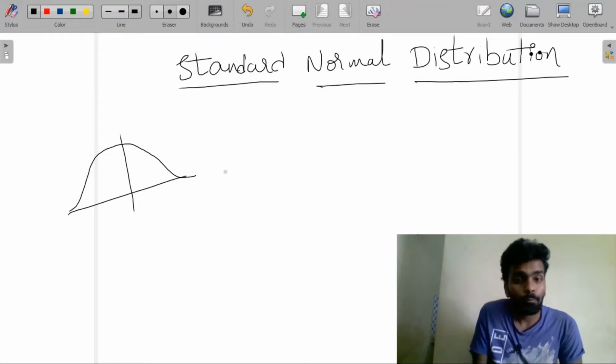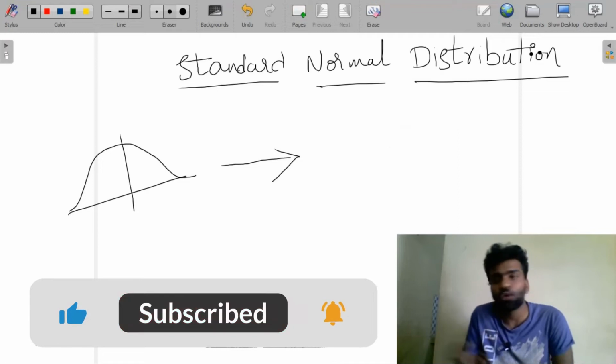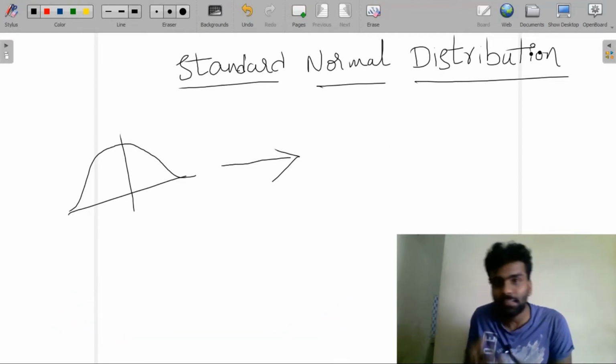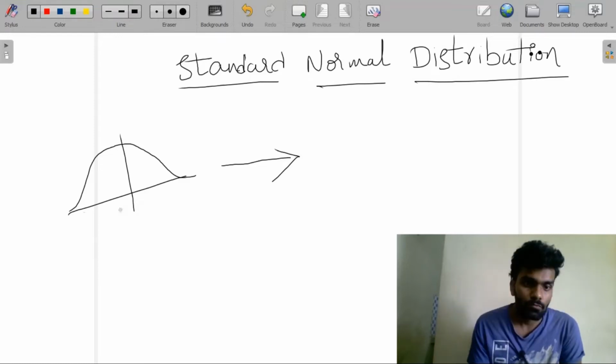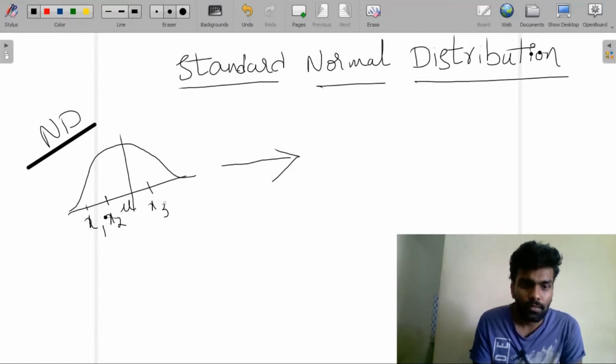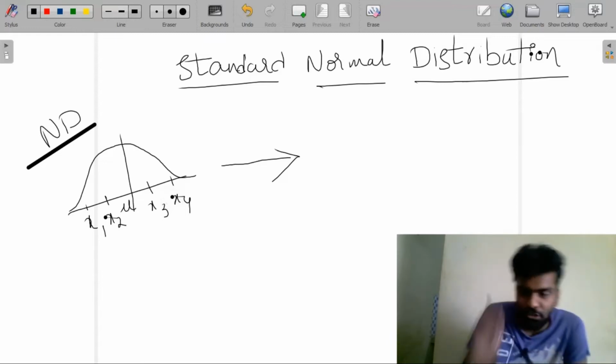Now if you standardize this normal distribution and plot that standardized normal distribution, that is the standard normal distribution. Now what is standardization? How can we standardize a normal distribution? Let's take this as mu. Let's take this as x1, x2, x3, x4. Let's take these 4 points in this normal distribution.